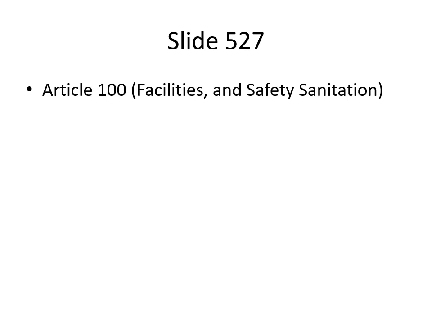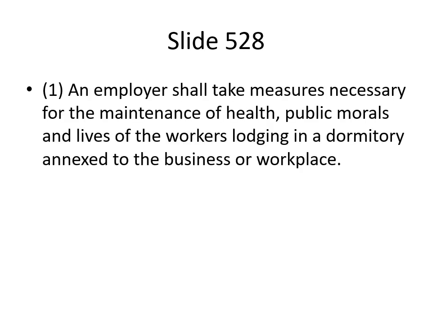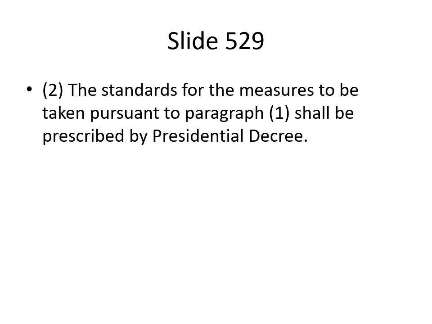Article 100, Facilities and Safety Sanitation. 1. An employer shall take measures necessary for the maintenance of health, public morals and lives of the workers lodging in a dormitory annexed to the business or workplace. 2. The standards for the measures to be taken pursuant to paragraph 1 shall be prescribed by presidential decree.